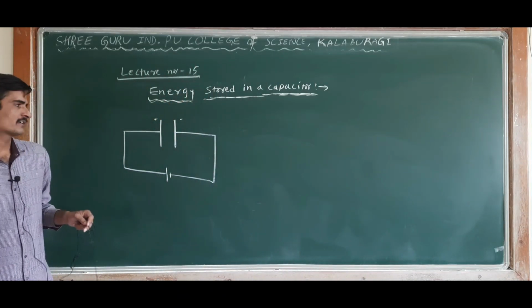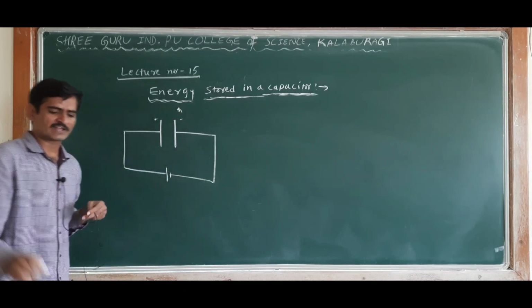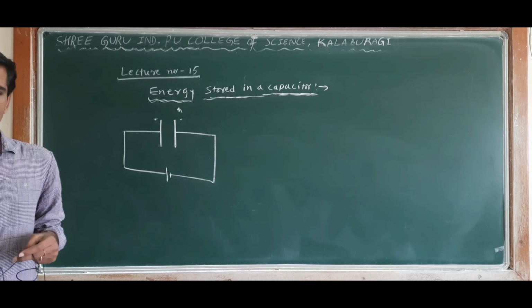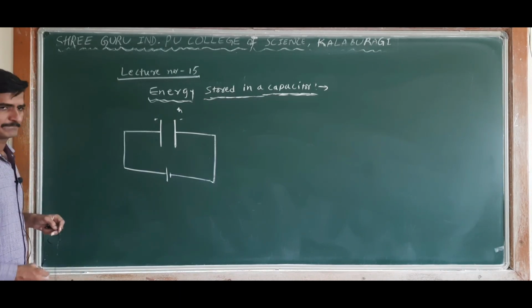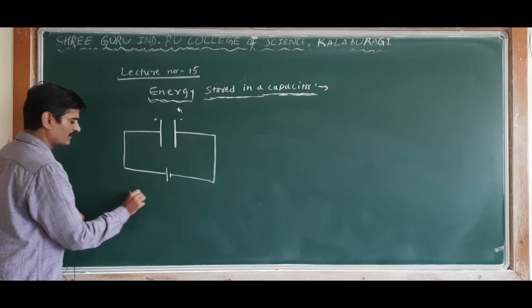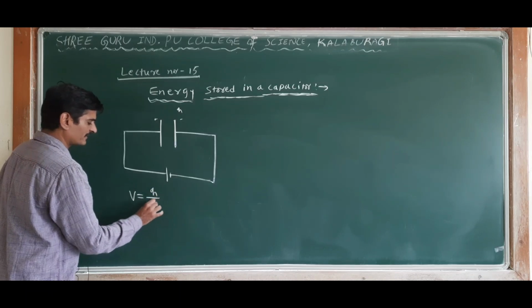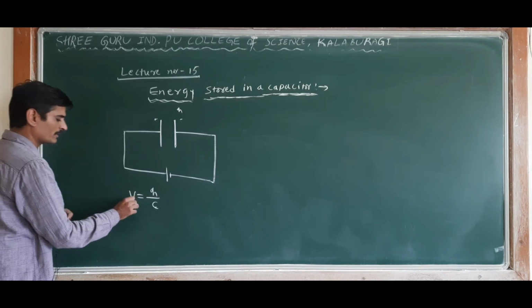So, let small q be the charge on the capacitor at any instant of time. Then the potential difference between the plates is given by V is equal to q divided by C.